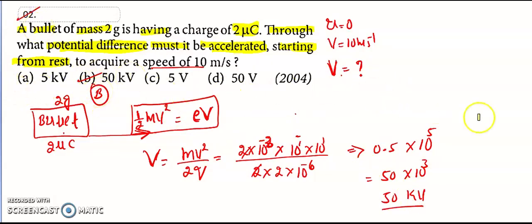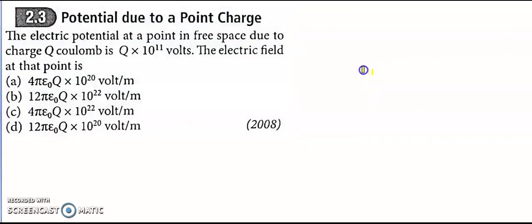So let's move to the third question. It is on the basis of potential due to a point charge. The electric potential at a point in free space due to a charge q coulomb is q into 10 to the power of 11 volts. You have to find the electric field at that point. Let's see the solution for the problem.